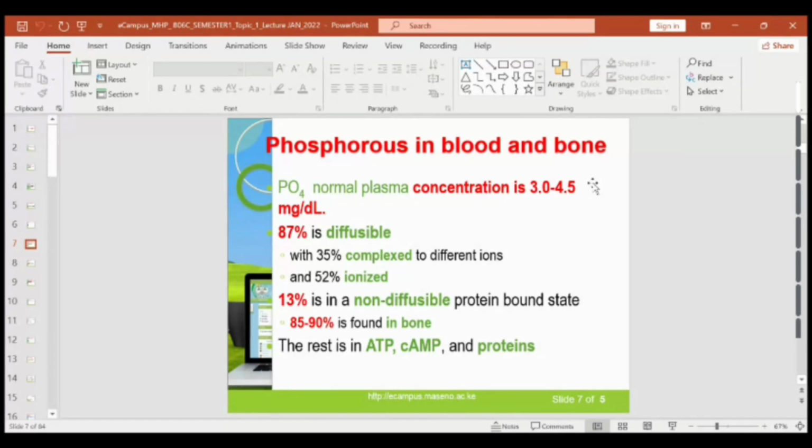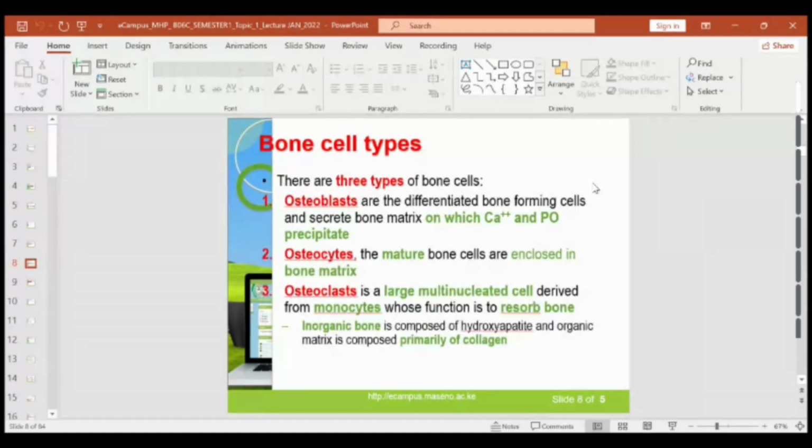Equally for phosphate, we say the normal concentration is about 3 to 4.5 mg per dl, and about 80% is in the diffusible state, and the rest is bound to ATP, cyclic AMP, and some proteins. And it's equally important to note that phosphate is entirely intracellular.